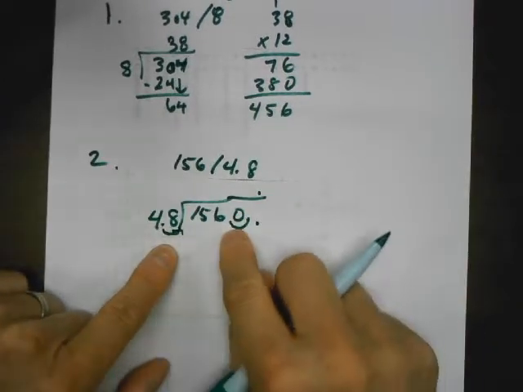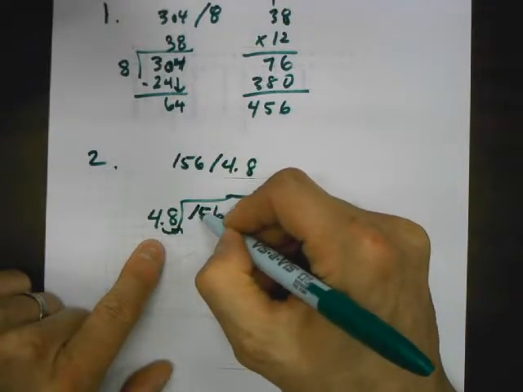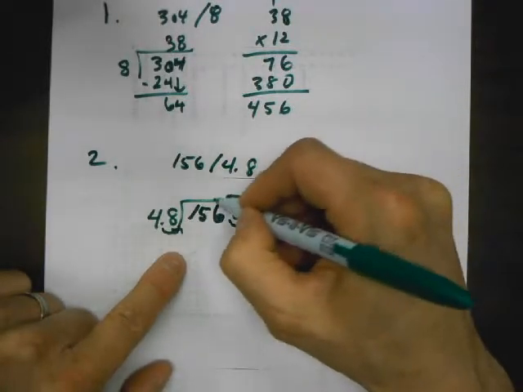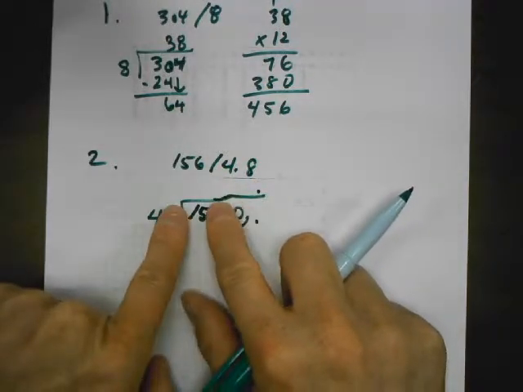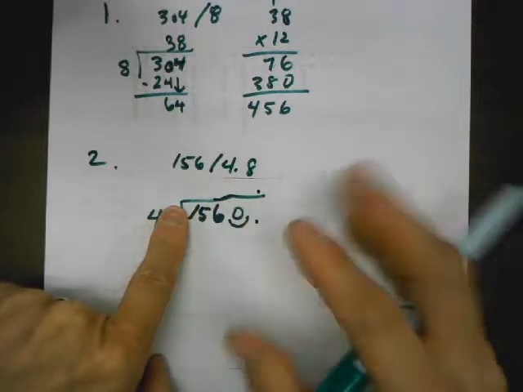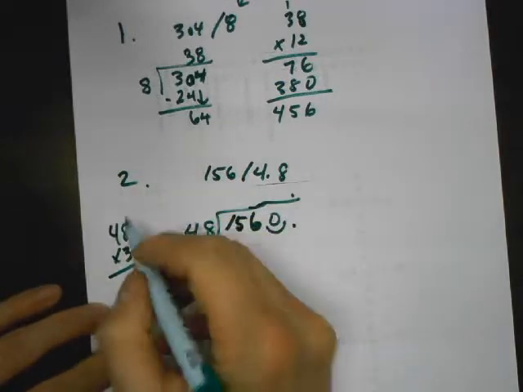Now 48 into 1,560. Well, I know 48 doesn't go into 1, it doesn't go into 15, but it does go into 156. So this is where my first number goes right here. If that's kind of hard for you, you just take one of those off and say 4 into 15. 4 into 15, that's about 3 times. So I go over here, I go 48 times 3. That's my starting point, right?